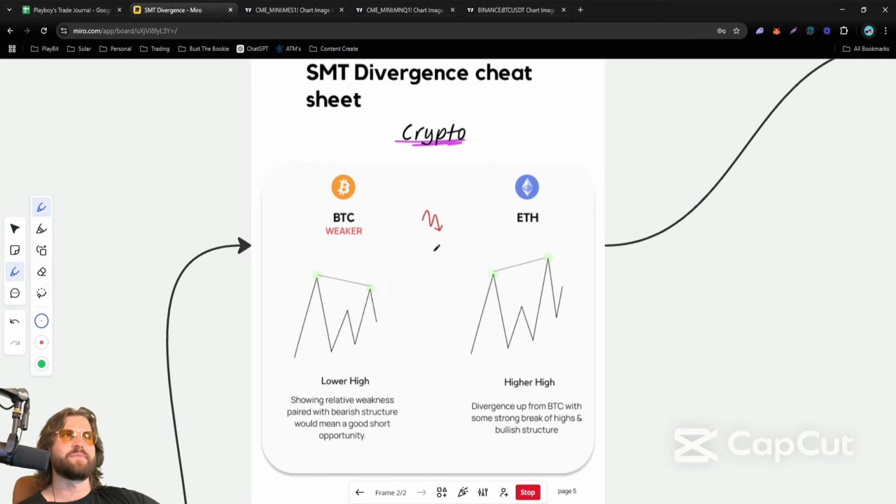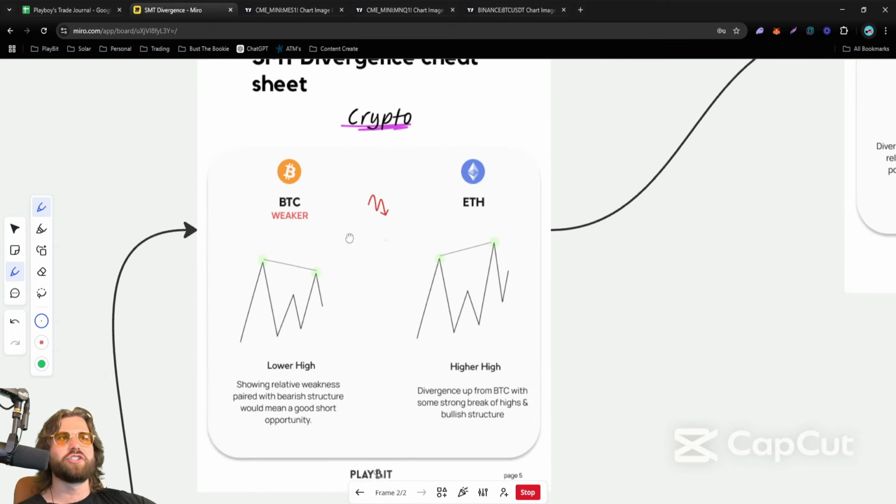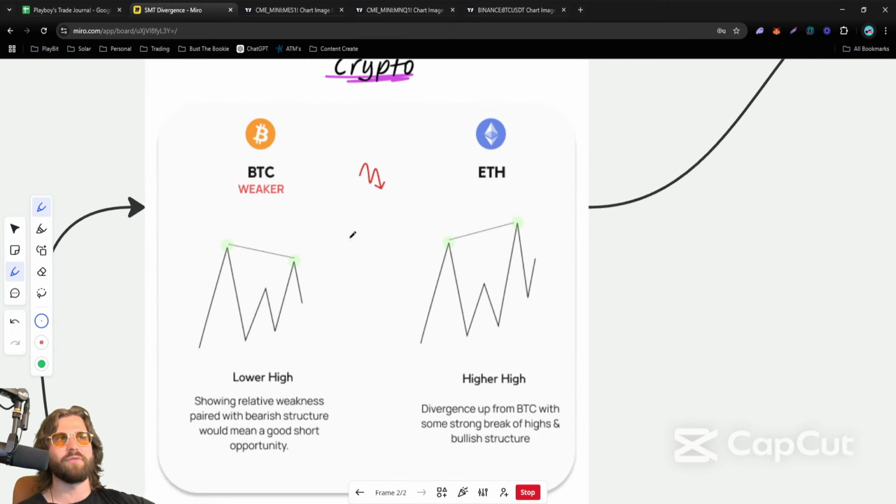Now, let's get into some cheat sheets here. So we have a crypto cheat sheet, right? If we have BTC, which is at the time currently weaker, it's weaker, and this is defined by the fact that it can't break its high, and ETH can, there's an opportunity that ETH is going to be a false breakout, right? This is showing the relative weakness paired with bearish structure, which would mean a good short opportunity.